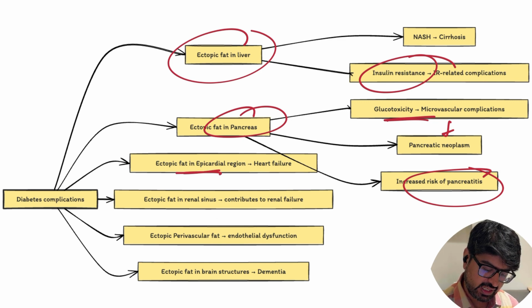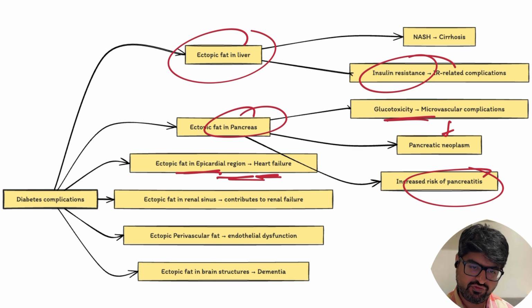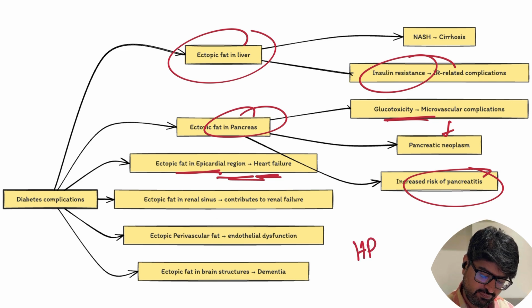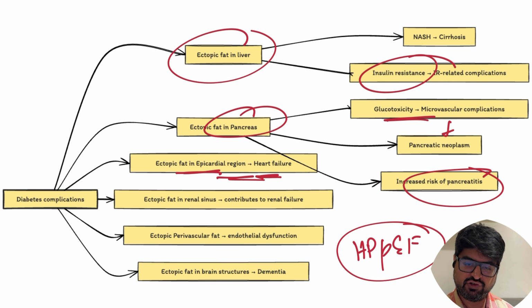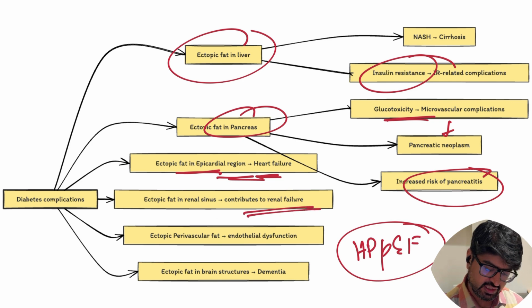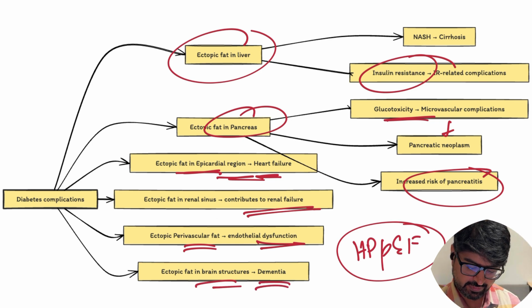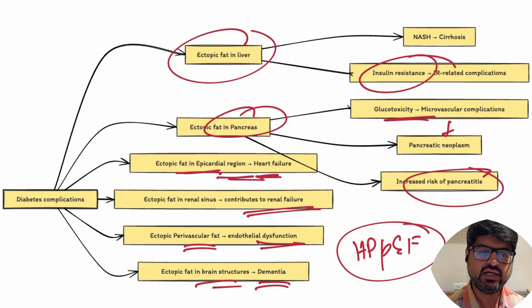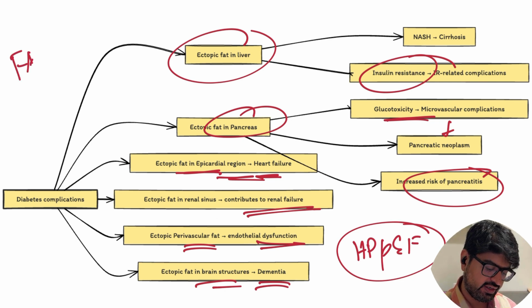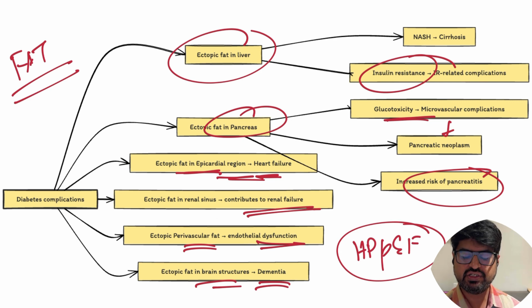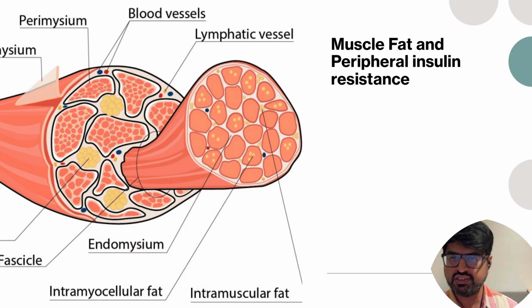You have fat deposited in the epicardial region, leading to heart disease or heart failure. There is a condition you have now heard about called HFpEF, heart failure with preserved ejection fraction. You have fat in the renal sinus that contributes to renal failure. You have perivascular fat that leads to endothelial dysfunction, and you have fat in the brain that leads to dementia and Alzheimer's and other forms of loss of memory. So all these things, ultimately the problem really is the ectopic fat. It's the fat which can contribute to all these problems.